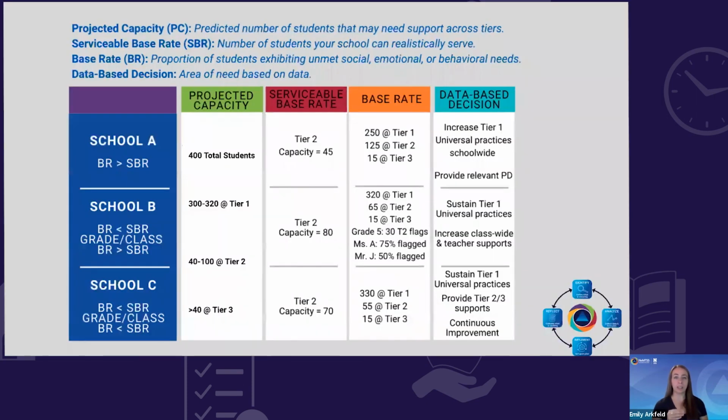So we will break down these 3 schools on the following slides. And for these, we'll be using the example that Mackenzie had shown earlier, where each school has 400 students. And so therefore their projected capacity is the same. And then for ease of understanding, we've also had their serviceable base rates be the same. Although, as you know, each building will have a different serviceable base rate that is based on access to staff, time, and interventions.